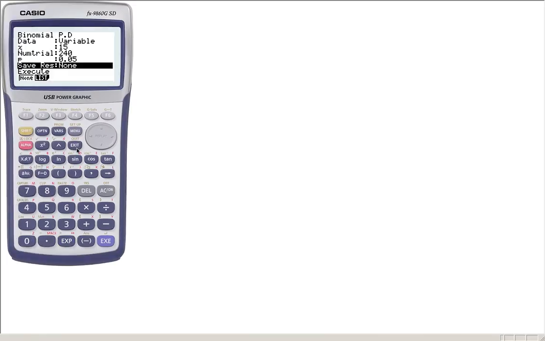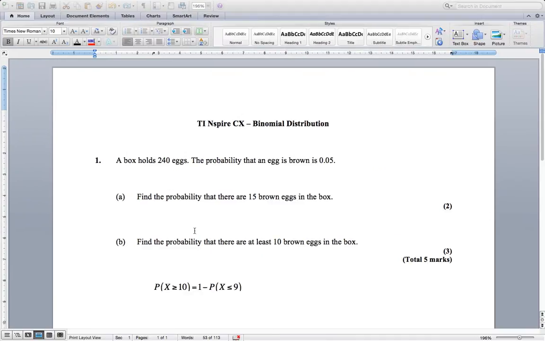So let me exit. Distribution, binomial, BCD. Now the only thing that you need to note here is this BCD will only give you probability of x less than or equal to a particular number. Now for example, you can find P of x less than or equal to 10, or you can find P of x less than or equal to 9, or you can find P of x less than or equal to 8, but you cannot find this straight away. So what you need to do is, if I have to find P of x greater than or equal to 10, which is 1 minus P of x less than or equal to 9, right?